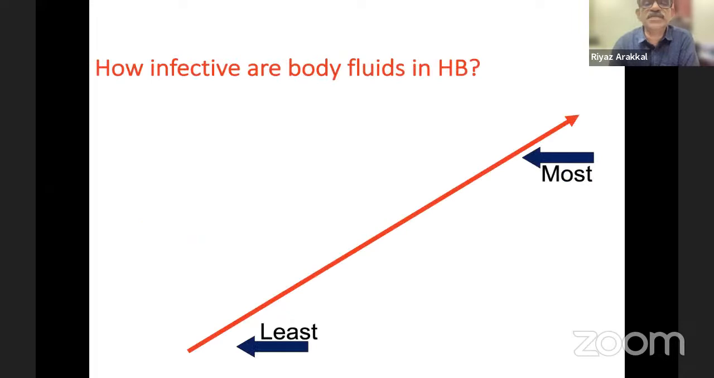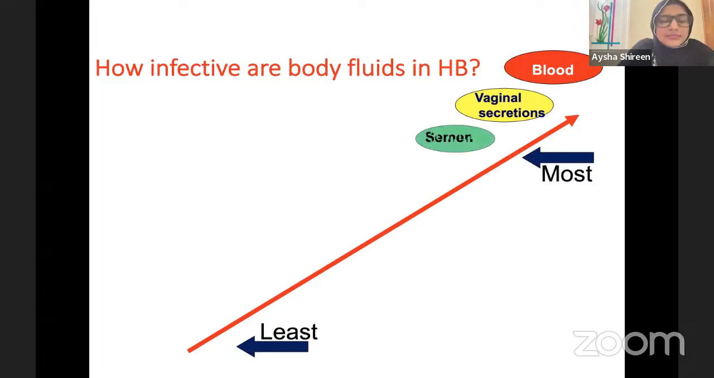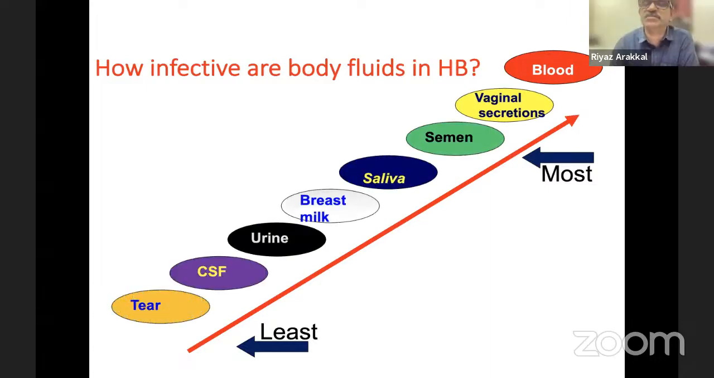Now, which is the most infective body fluid in hepatitis B? That is obviously blood, followed by vaginal secretion. The least infective is tear. Most infective is blood, and the least infective is tear.